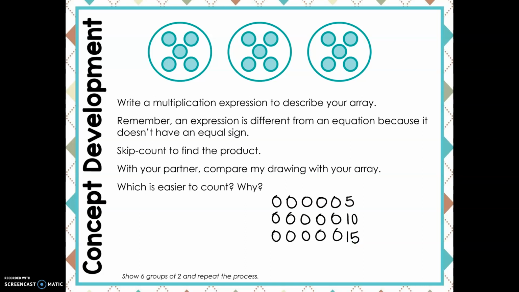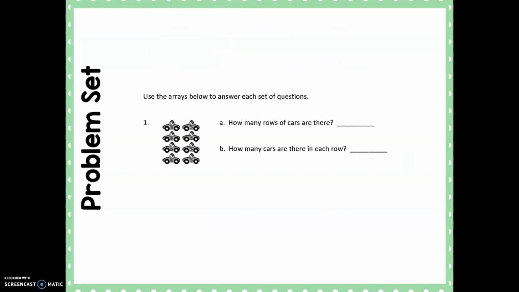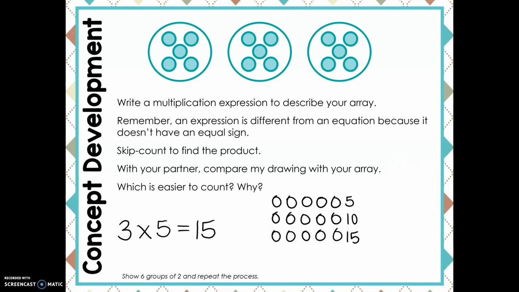Now let's put all those pieces together. I know that there's 3 rows, or 3 groups, of how many were in each group, or row? 5. And the total number of circles at the bottom when I skip counted was 15. So we found our product.